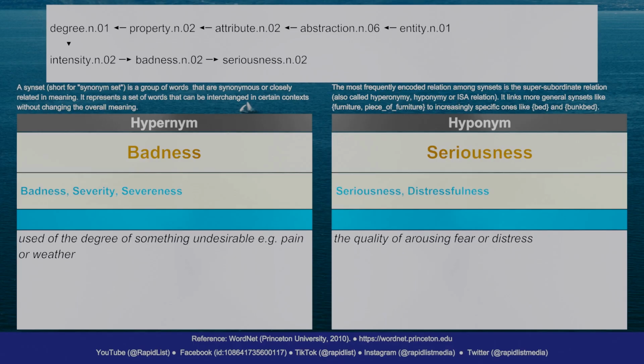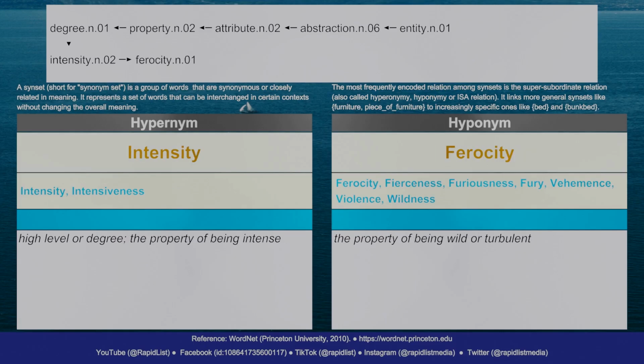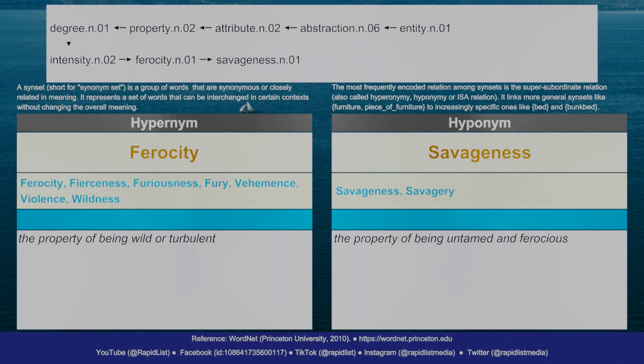Seriousness. The quality of arousing fear or distress. He learned the seriousness of his illness. Ferocity. The property of being wild or turbulent. The storm's violence. Savageness. The property of being untamed and ferocious. A craving for barbaric splendor, for savagery in color and the throb of drums.